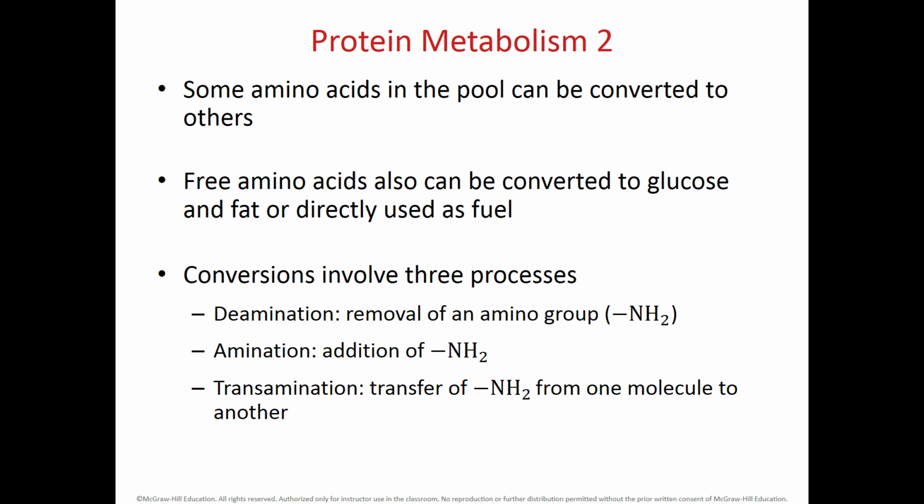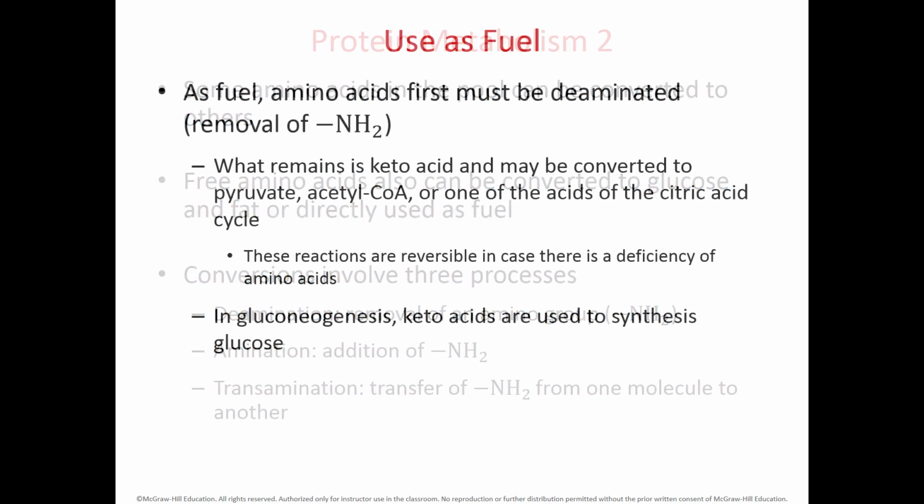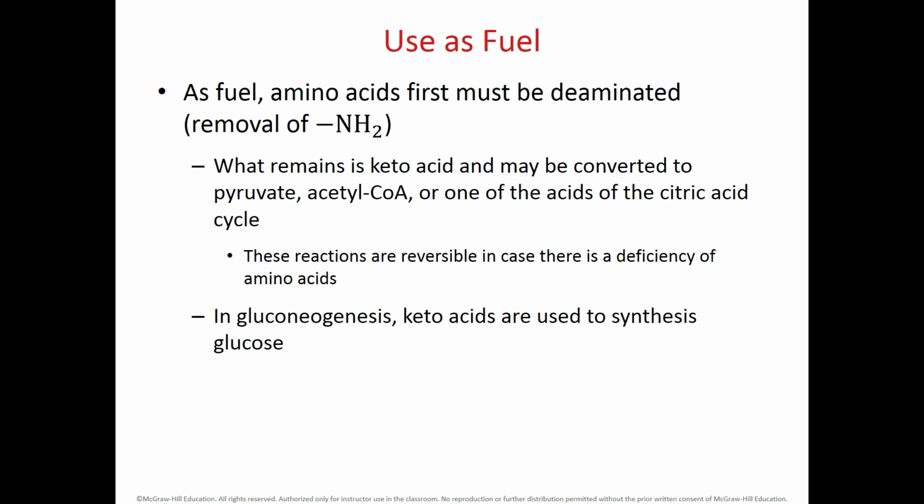Now, we have this exchange of amino acids into what we call transamination. And we can have amino groups added into these molecules into what we call amination, or we can remove these amino groups into what we call deamination. Now, if you want to use amino acids as fuel, you have to deaminate them or remove the amino group.